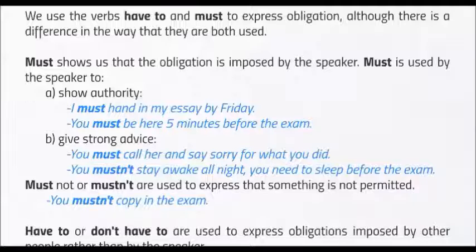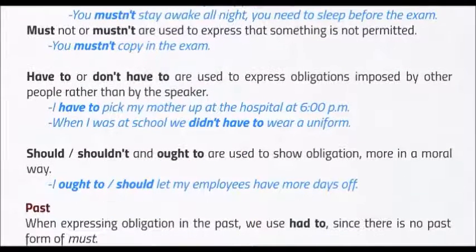Must not or mustn't are used to express that something is not permitted. You mustn't copy in the exam. Have to or don't have to are used to express obligations imposed by other people rather than by the speaker. I have to pick my mother up at the hospital at 6 p.m. When I was at school, we didn't have to wear a uniform.